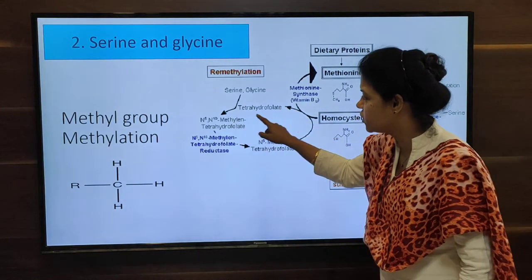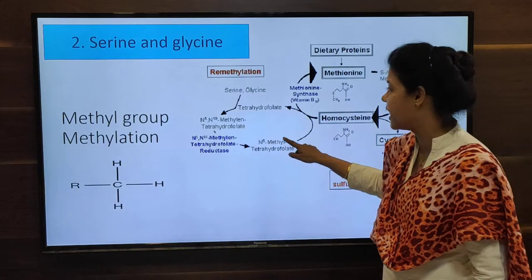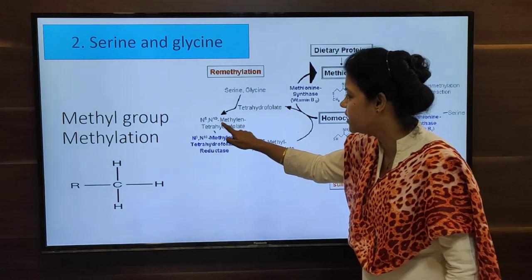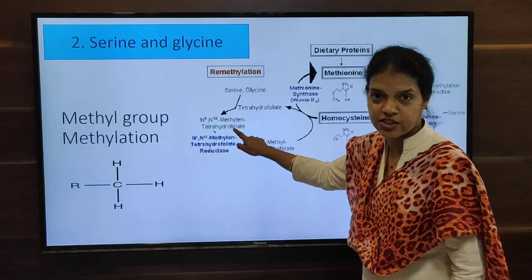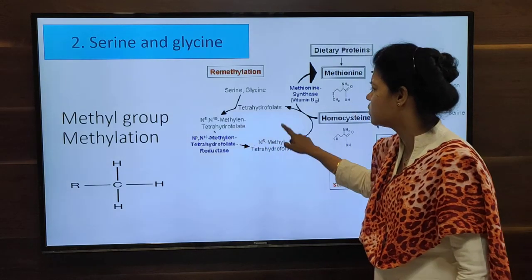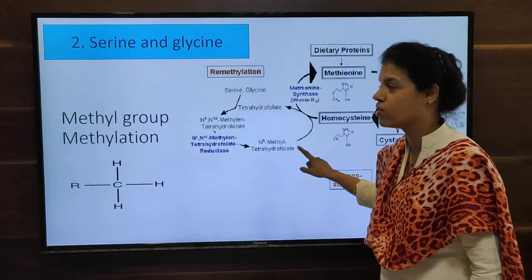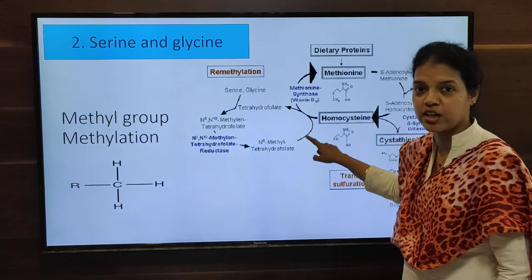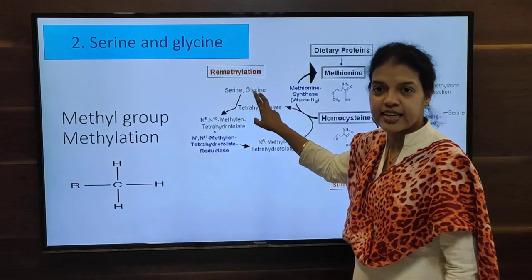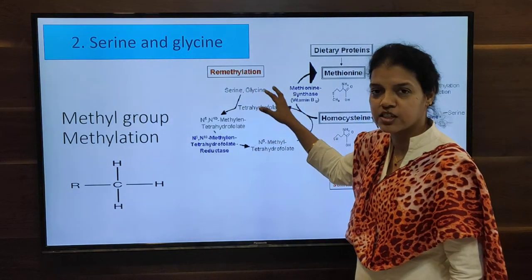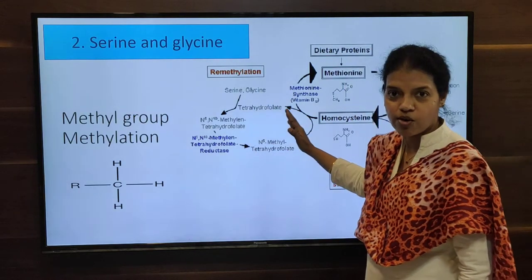Now what are these reactions? If you look at the intermediates of these reactions, it is tetrahydrofolate, N5-N10 methylene tetrahydrofolate, methyl tetrahydrofolate. So all these are folate reactions. This is the folate metabolic cycle. So serine and glycine are very important feeders for the folate cycle to go on.